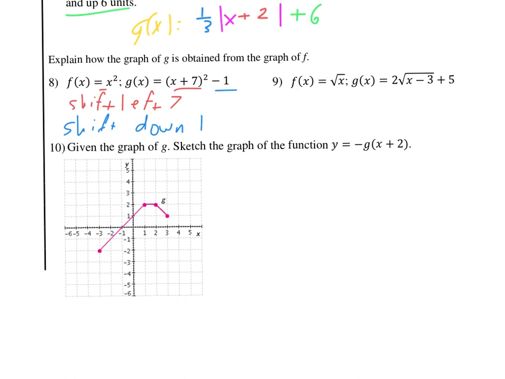All right, so then next up, number 9 here. We have x minus 3 inside the square root, so that's going to be our left-right shift. Once again, opposite of what you would think, so that's going to be right 3. And then we're multiplying by 2 here. The multiplying by 2, that's going to be a vertical stretch. Remember, if we have a fraction multiplying out front, that's a vertical shrink. A number greater than 1 would be a vertical stretch by a factor of 2.